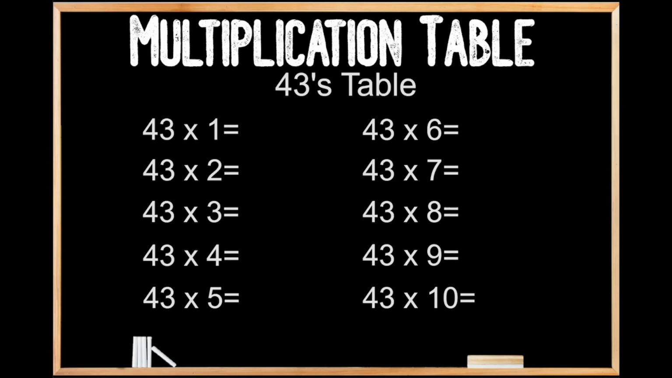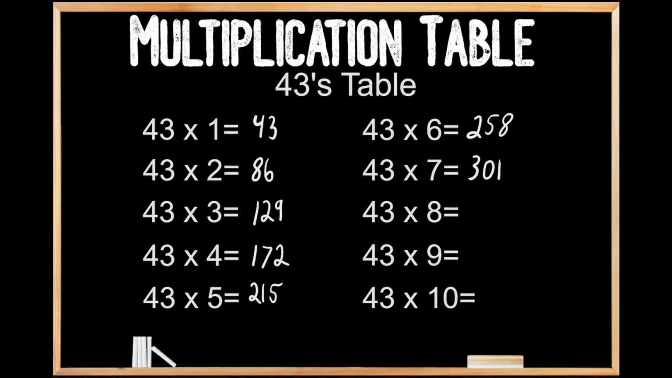43's table. 43 times 1 is 43. 43 times 2 is 86. 43 times 3 is 129. 43 times 4 is 172. 43 times 5 is 215. 43 times 6 is 258. 43 times 7 is 301. 43 times 8 is 344. 43 times 9 is 387. And 43 times 10 is 430.